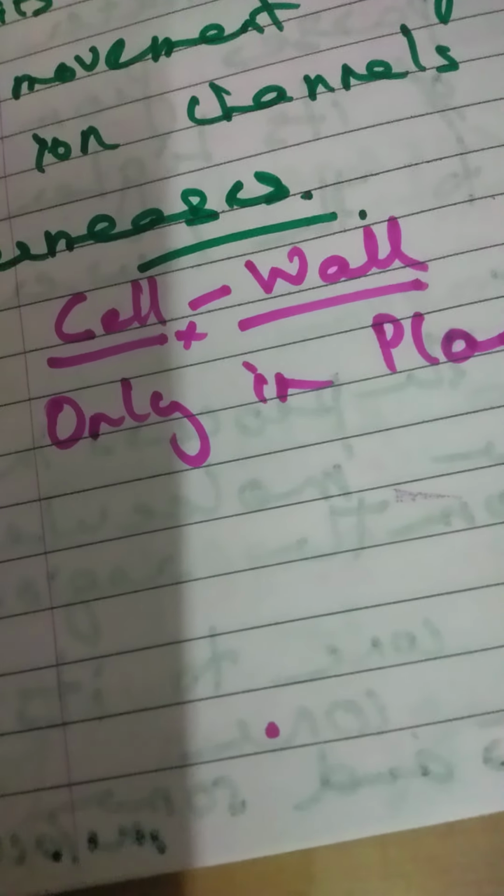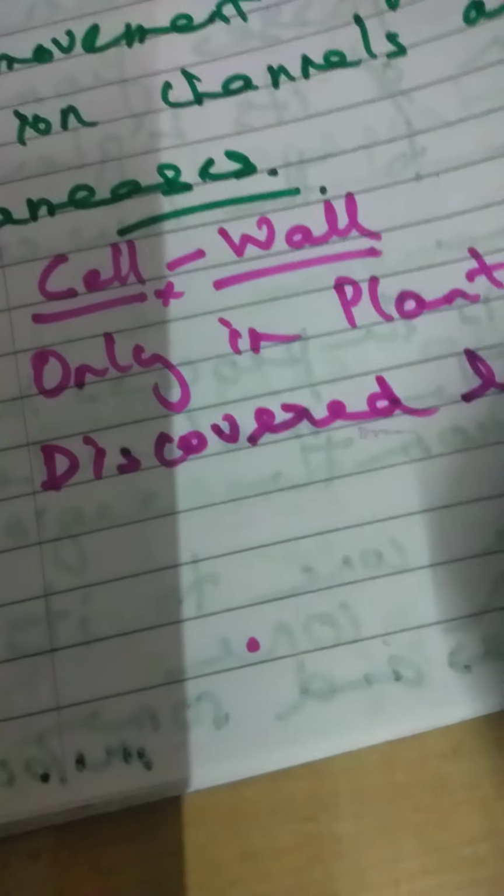Now we will discuss the next topic, that is the cell wall. Firstly there is a cell membrane and then you find the cell wall. The cell wall is found only in the plant cell. It was first discovered by Robert Hooke.